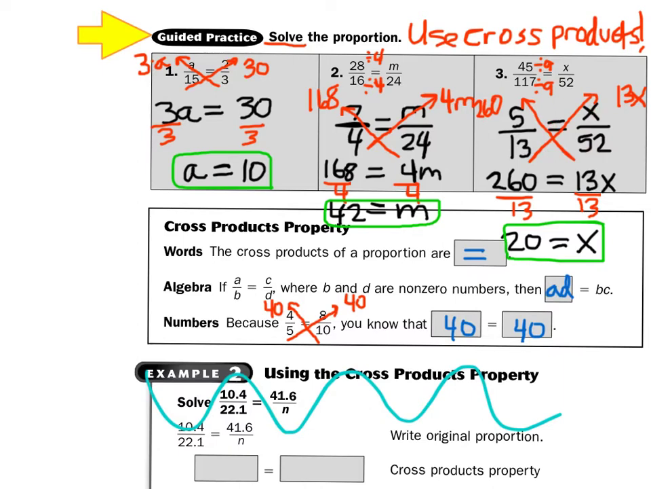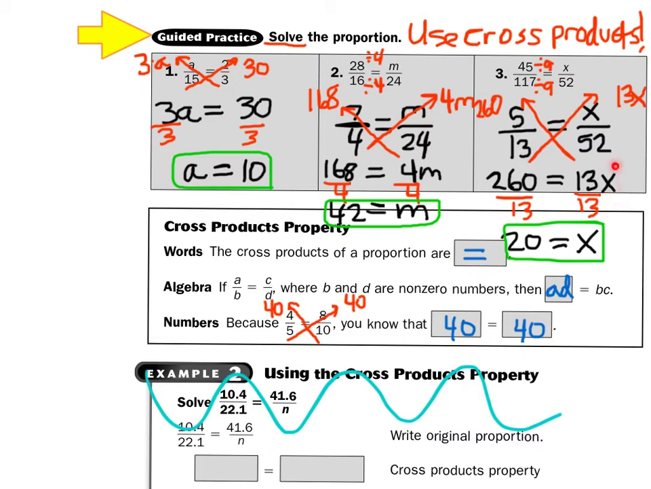And now grab your red and start at the 13. 13 times X gives me 13X. 52 times 5 gives me 260. And let the cross products fall straight down. So I have 260, bring the equal sign down, equals 13X.